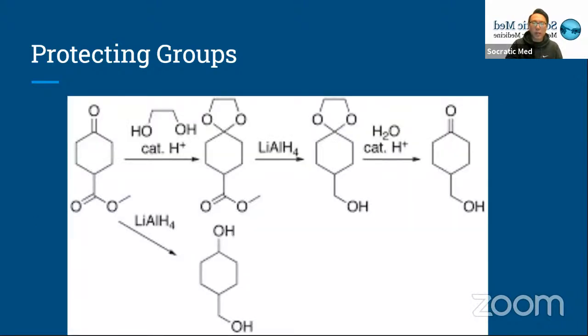And this is just to show how that reaction works. So you can see there's a carbonyl on the ring, and when you react it with this diol, it forms this pentagon-looking group, and that protects the ketone from being reduced. And when you react it with acid, it converts it back to a carbonyl group.